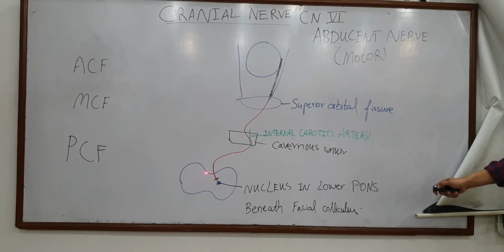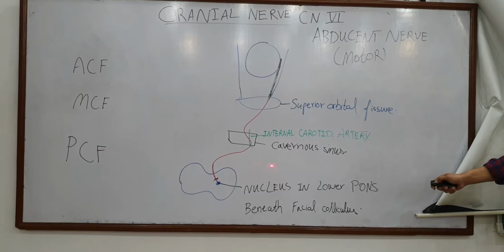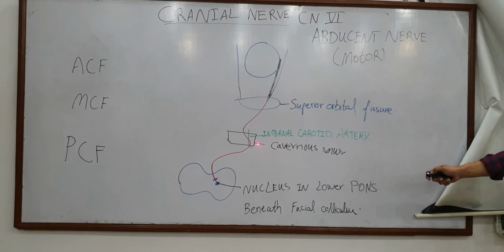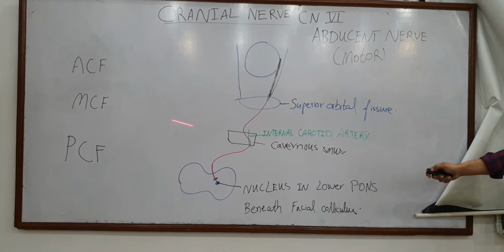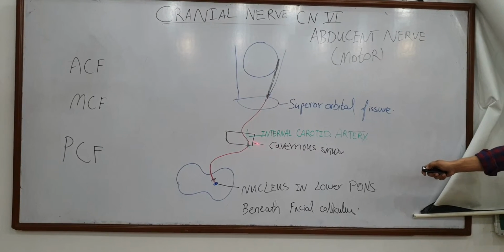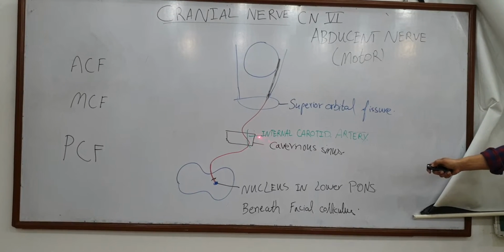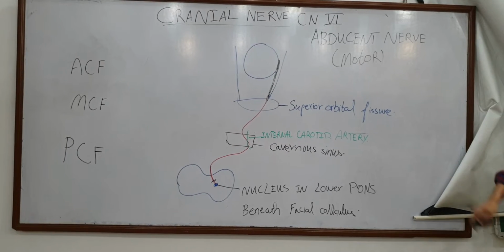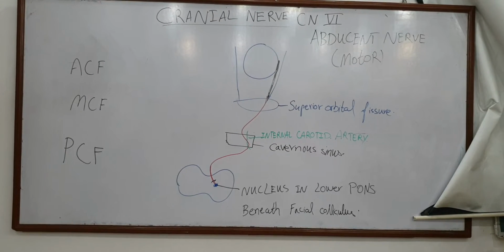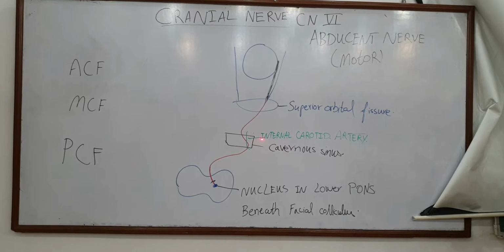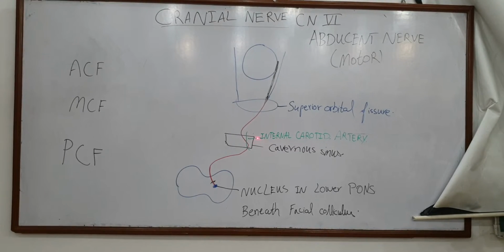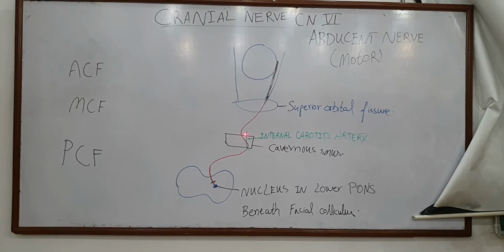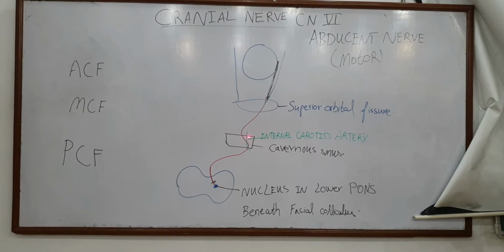The abducent nerve exits the brainstem, enters the posterior cranial fossa, and then enters the cavernous sinus, which is present in the middle cranial fossa, at the location of the petrous part of the temporal bone at the apex of the cavernous sinus. It has a relation with the internal carotid artery in the cavernous sinus, lying lateral to it, and then in the anterior part it becomes inferolateral.